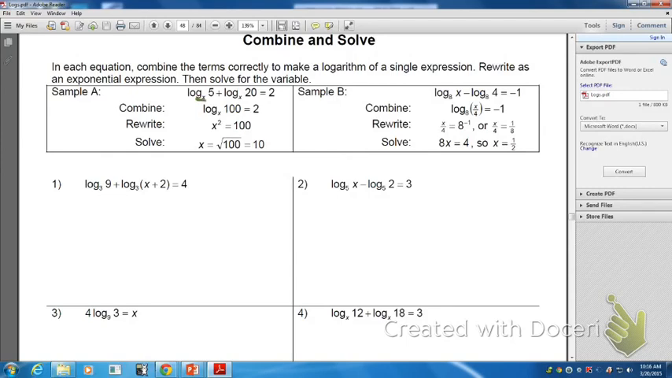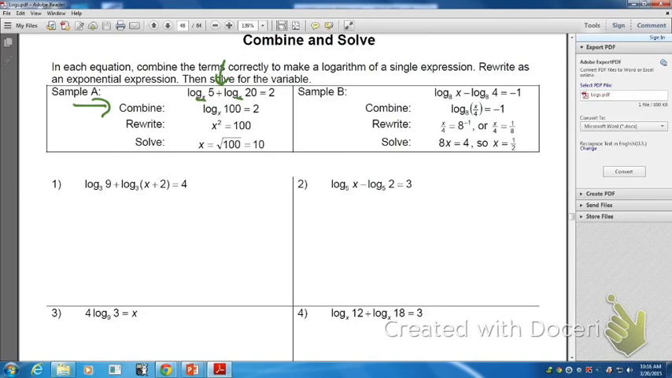We have a base of x, and they are being brought together by addition. So if we wanted to write that as a single log, what would we do with the 5 and the 20? We would multiply them together, right? That's your multiplication property. So if we brought those together, we would have log base x of 100 equal to our 2.